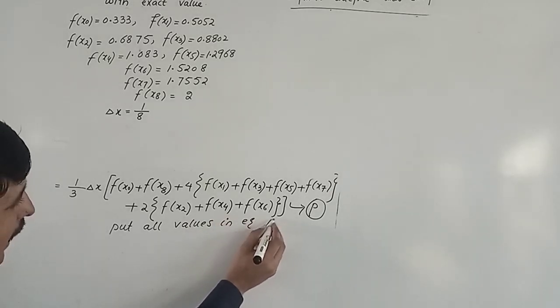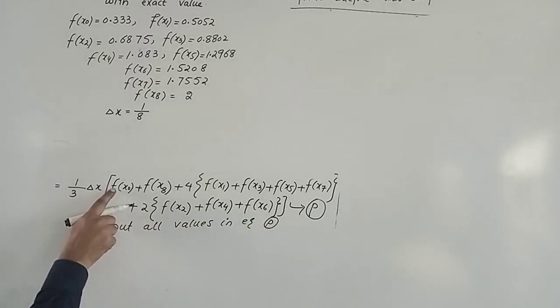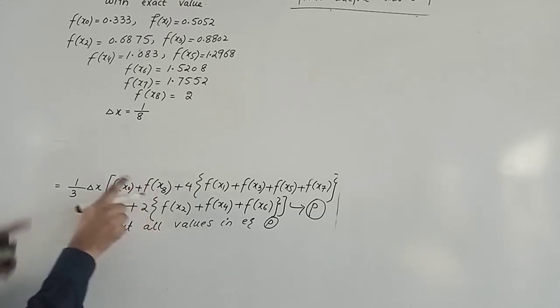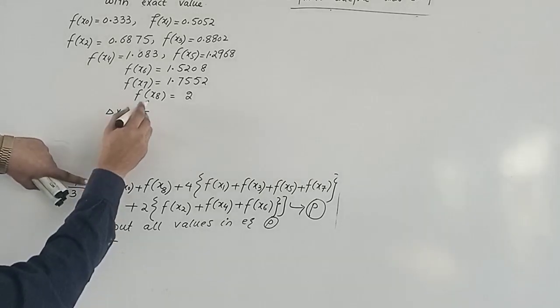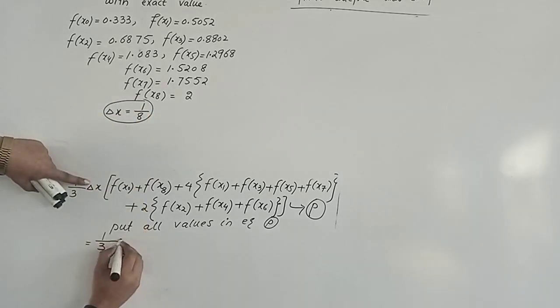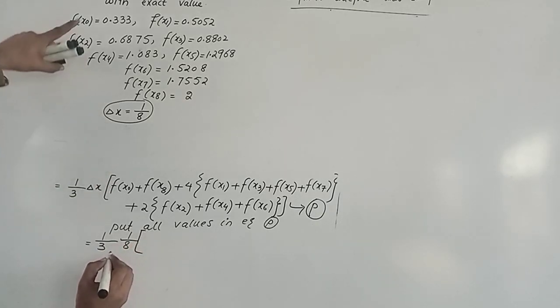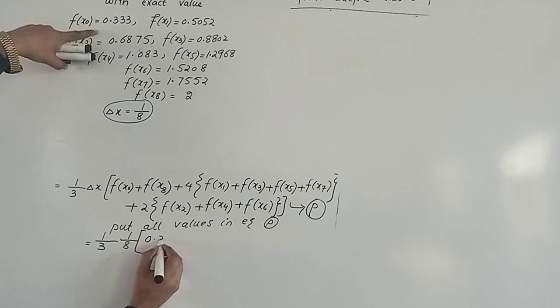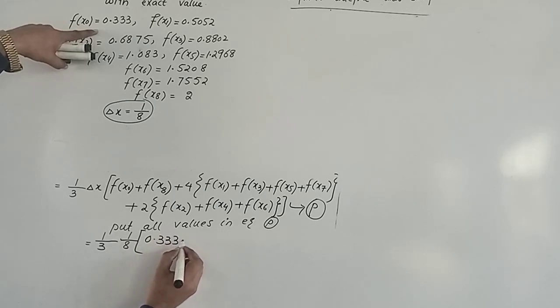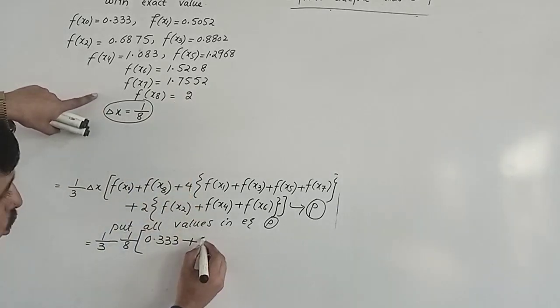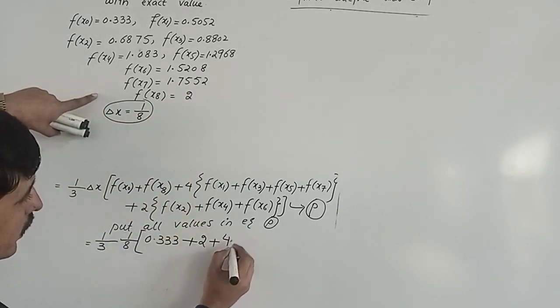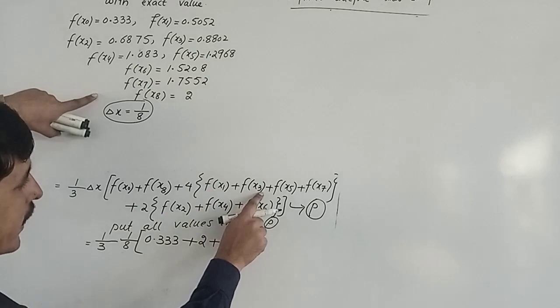Equation P: we have f of x naught through f of x 8. So 1 divided by 3, then delta x is 1 divided by 8. f of x naught is 0.333, plus f of x 8 is 2, plus 4 times the odd entries.